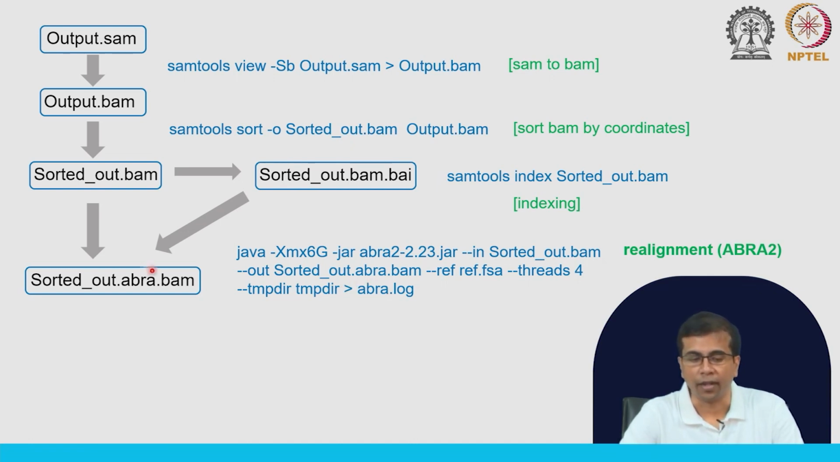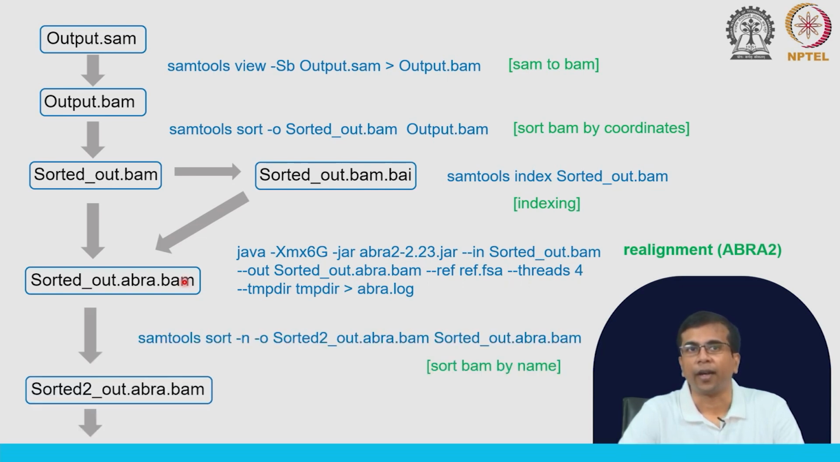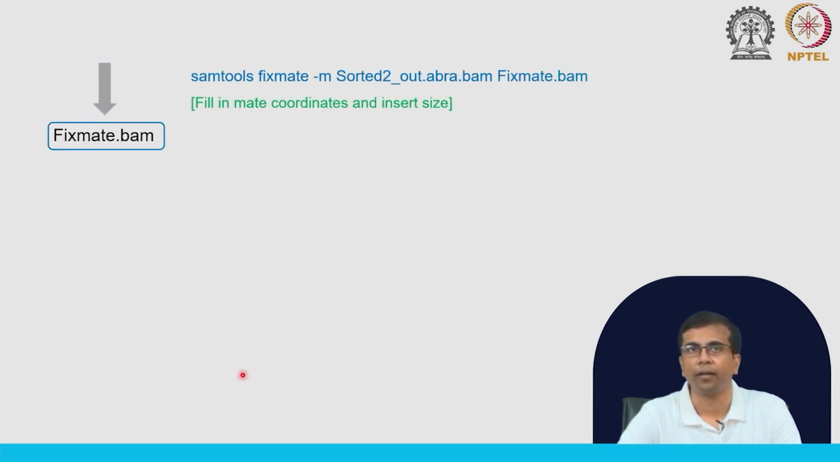Okay, so we got this file sorted out .abr.bam, and then we again sorted by name. These steps are actually necessary because of the tools that we are using. They can take data in certain formats after sorting, etc. So this one we call sorted to out.abr.bam, and this sorting is by name, not just by position. That's why we use the -n option.